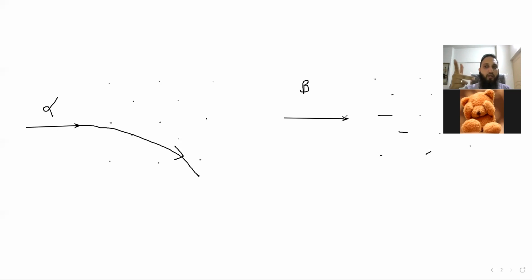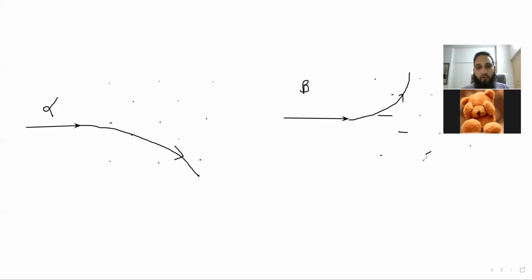And for beta, I will use the right hand. My first finger should point in the direction of the magnetic field, so it should point out. My second finger is representing the direction in which the particle is moving. Which direction is this particle moving? It is moving towards the right hand side. My thumb is pointing up. So this beta particle will go up.